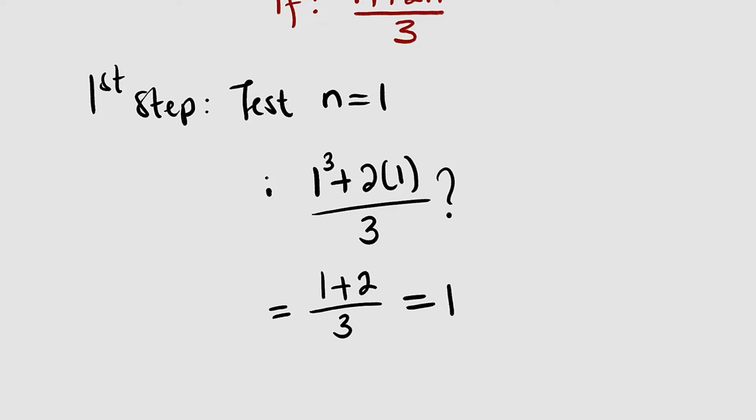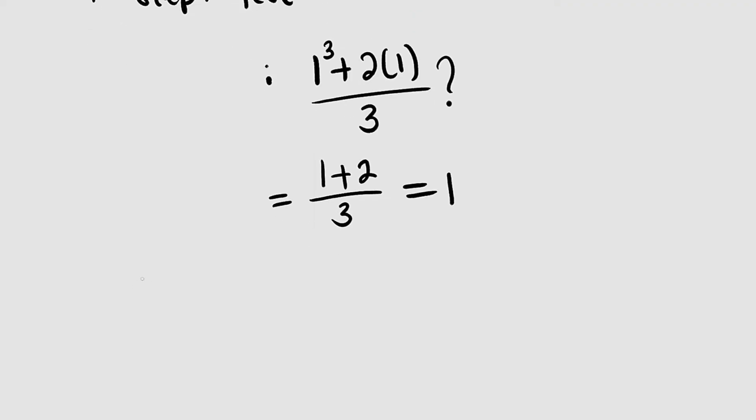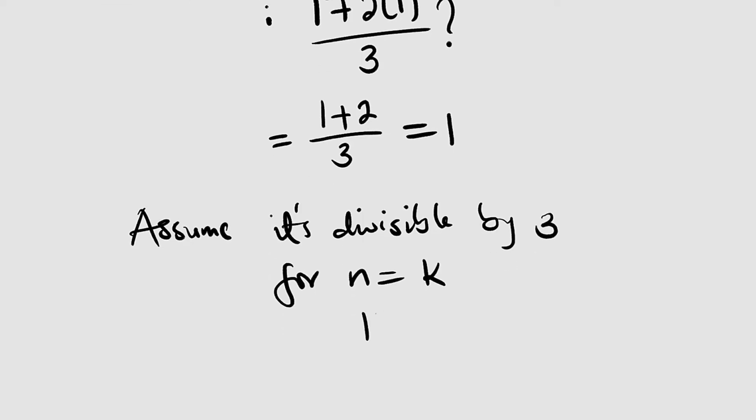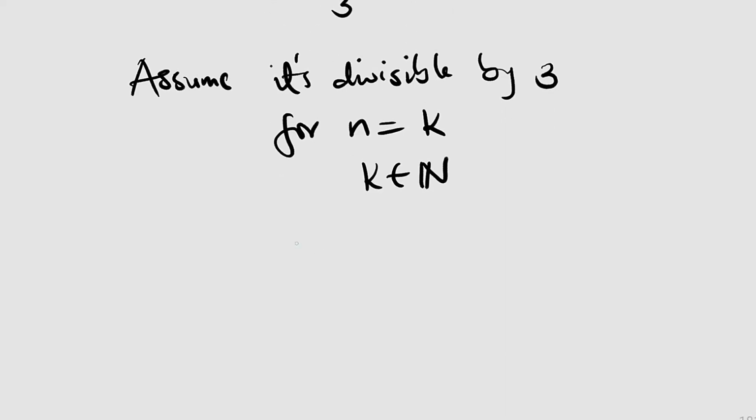So having seen this, the next step is to assume other certain numbers will satisfy. So we assume it is divisible by 3 when n is equal to k, where k also belongs to the set of natural numbers. So we are going to substitute n equal to k. We are assuming that k to the third power plus 2k is also divisible by 3. Let this be true.